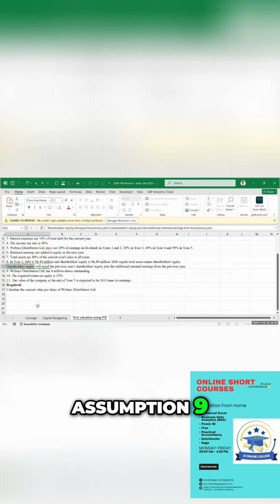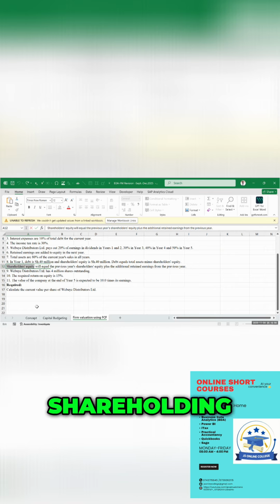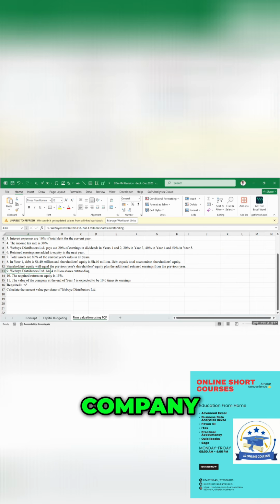Assumption 9, we are told Weber Distributors Limited has 4 million shares outstanding. So that is the shareholding capacity of this company. Number 10, required rate of return on equity is 15%. Where are we going to use that? We are yet to see.